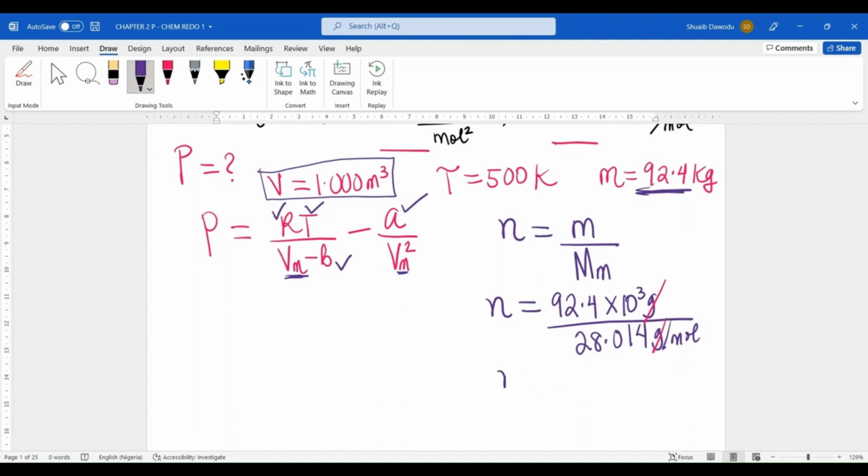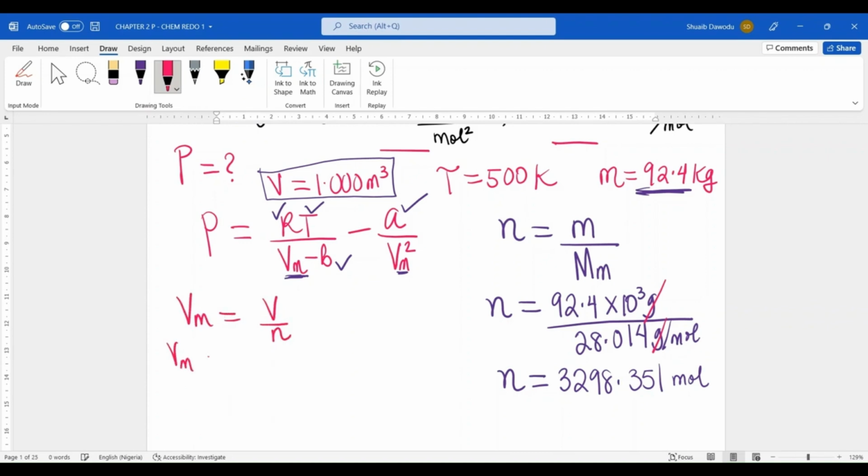So the number of moles is just simply going to be the numerator divided by the denominator. And when we do that, we end up getting 3,298.351 mole. So that is basically the answer to this. But let's not forget that we're not just simply to determine the number of moles. What we're actually using the number of moles for is to determine the molar volume. So the molar volume here is just going to be the volume divided by the number of moles.